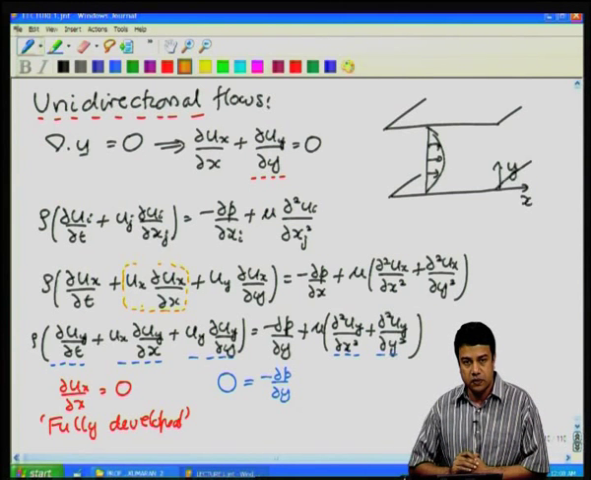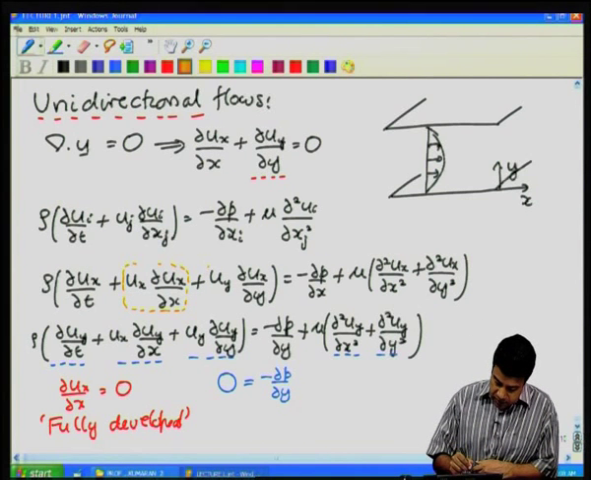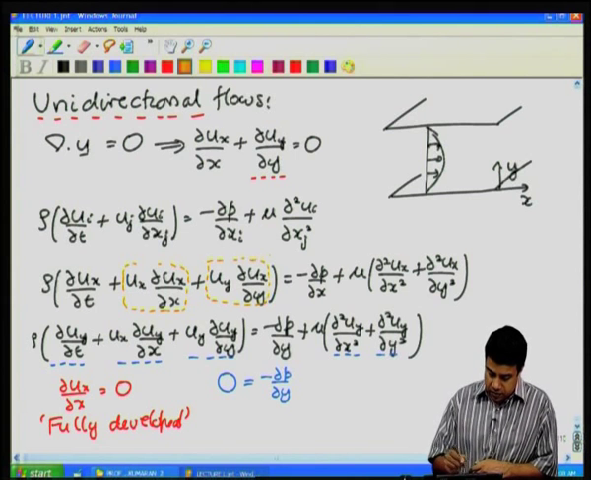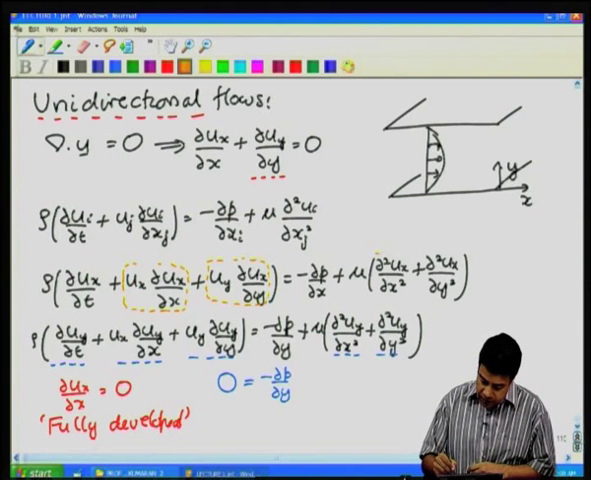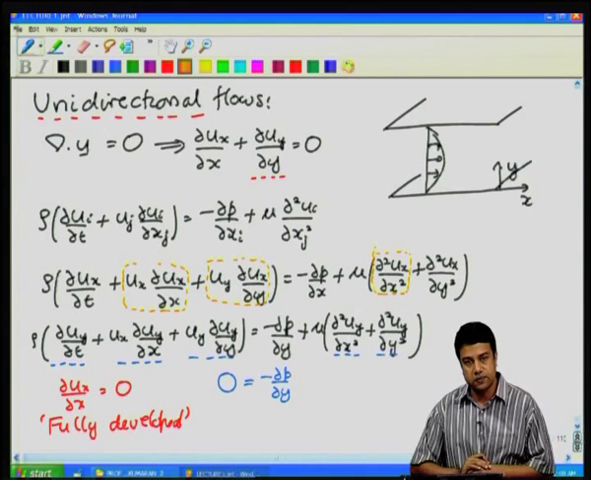U x partial u x by partial x is identically equal to 0 because u x is independent of x. Similarly, this term is 0 because u y is equal to 0. This term is 0 because u y is equal to 0. And finally, this term is equal to 0 because partial u x by partial x is equal to 0.